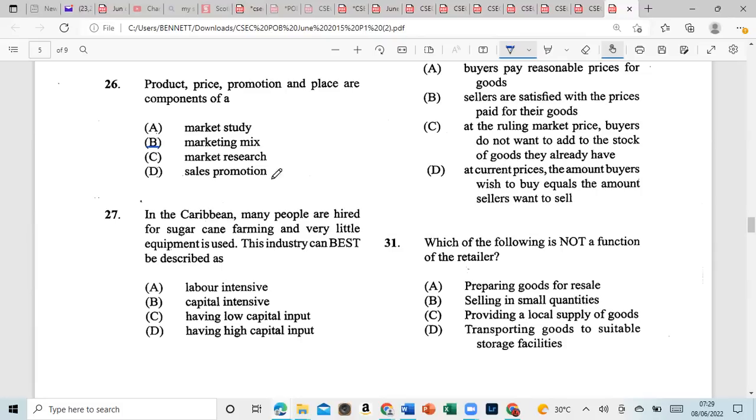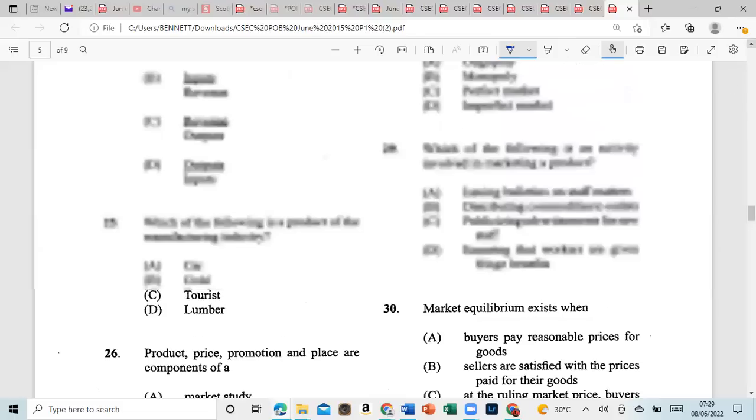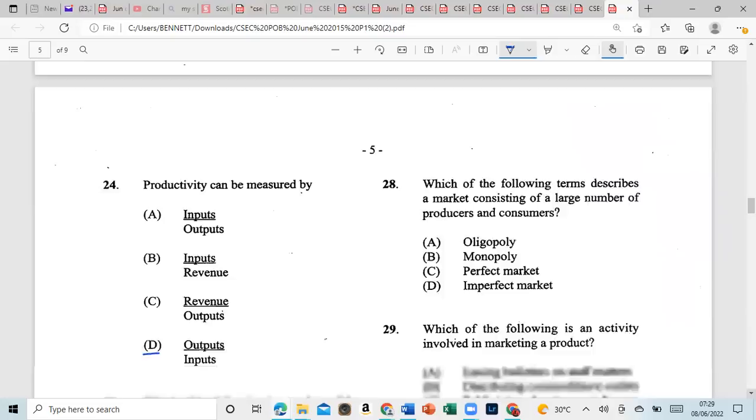So 26 would be, let's move on. In the Caribbean, many people are hired for sugar cane farming and very little equipment is used. The industry can best be described as, is it labor intensive, capital intensive, having a low capital input, having high capital input? And that is labor intensive. So 27 done. Let's move on to 28.